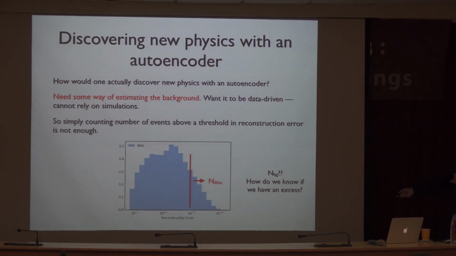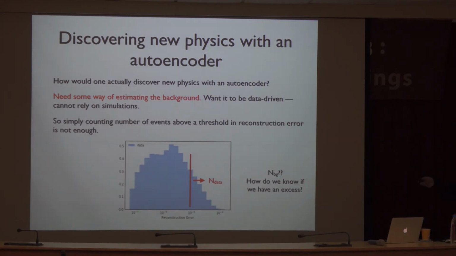So say this was the actual data, and I train my autoencoder on the data, and I cut on the reconstruction error. Okay, well, what does that get me? That gets me some number of events above this threshold, but how do I know how many of those events are standard model and how many of those events are new physics? I need some prediction for the background, otherwise I don't know if I have an excess or not.